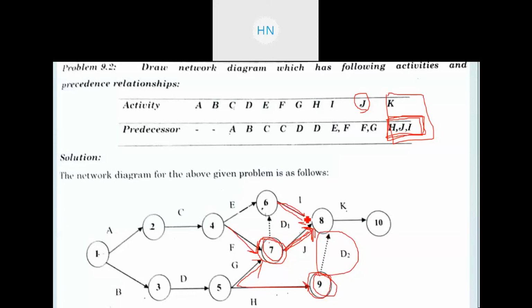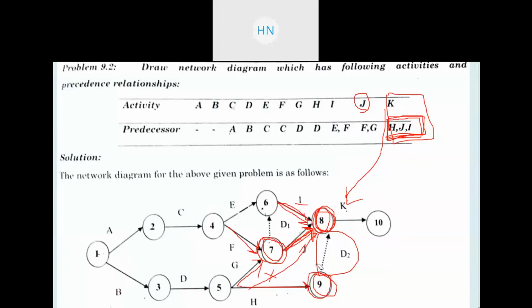And here this I and J are coming together on event number 8, and likewise this H can also come together on event number 8 via dummy activity, and this will be named as activity K, right? So here you can see for K, predecessor activities are H, J and I. So here I and J are coming together on event number 8, but this H we cannot directly connect from here to here because it will be parallel arrows, so that is not possible, right?